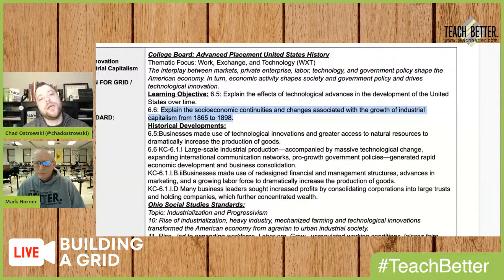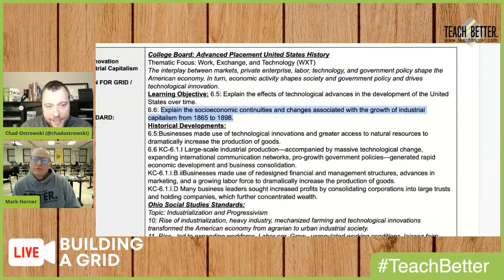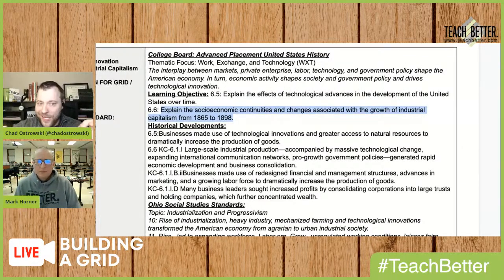Mm-hmm. So let's look at the next one, which is explain the socioeconomic continuities and changes associated with the growth of the industrial capitalism from 1865 to 1898. Yeah, so I might need your help with this one a little bit because I'm a little foggy on the specifics of this. However, my gut is telling me explaining what the continuities are would be the DOK level 1 potentially. There might be some parts of that. Explaining the changes over time and how they impacted the growth is going to be more of level 2.